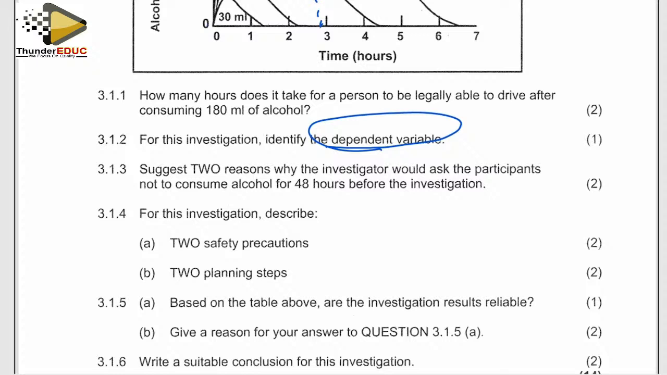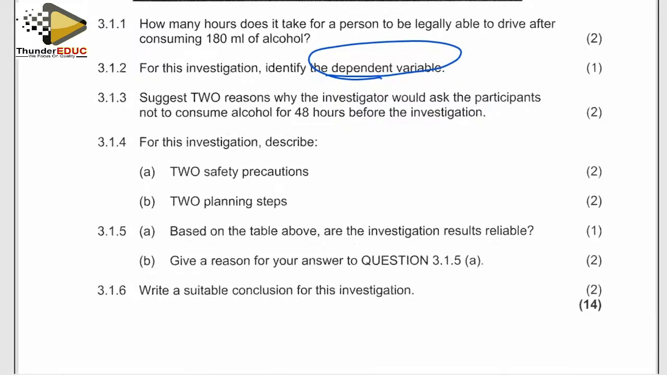They're saying suggest two reasons why the investigator would ask the participants not to consume alcohol for 48 hours before. Basically, this is to see the control. It's like a control experiment to see that whatever happens after consuming alcohol is the effect of that alcohol. It's like a baseline mark, showing that whatever happens is a result of the alcohol which has been consumed. Then for this investigation, describe two safety precautions. What did they do as a safety precaution? They told them to read, so that they know. That's number one. You understand?